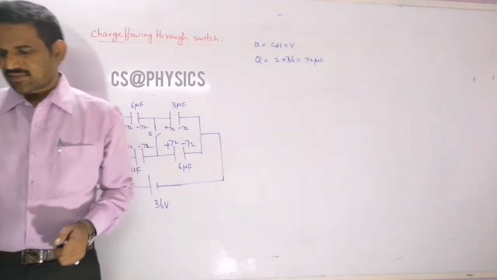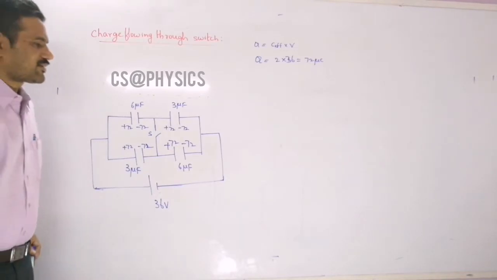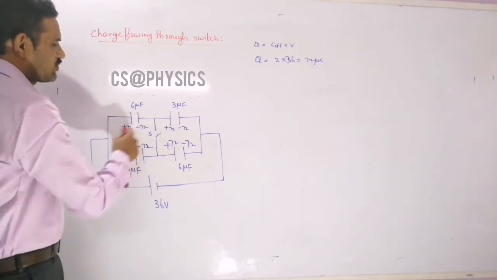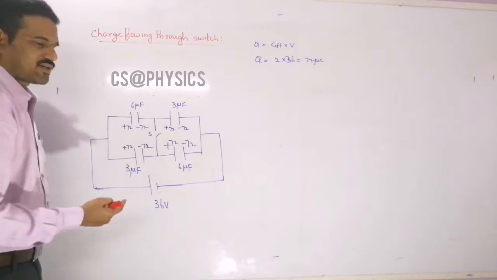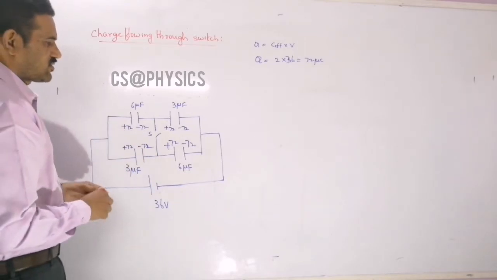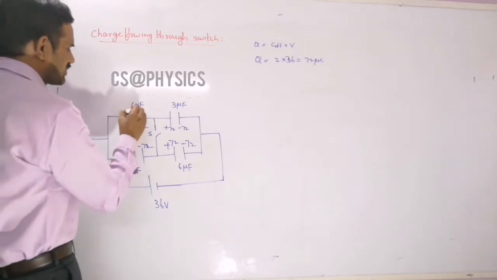Now we consider this isolated combination of isolated plates here. That means either these two plates you may consider or these two plates you may consider. That is your choice here. So now I am taking these two plates here.